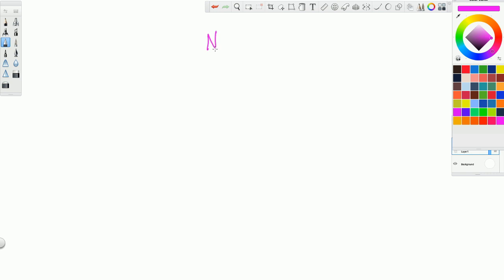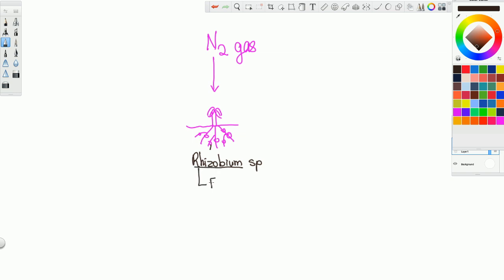I say this nitrogen gas from the atmosphere will first be fixed by the leguminous plant. Let's say this is the ground, underground. The roots have the nodule. Inside this nodule lives a type of bacteria called Rhizobium species. This one is to fix nitrogen. Its function is to fix nitrogen.